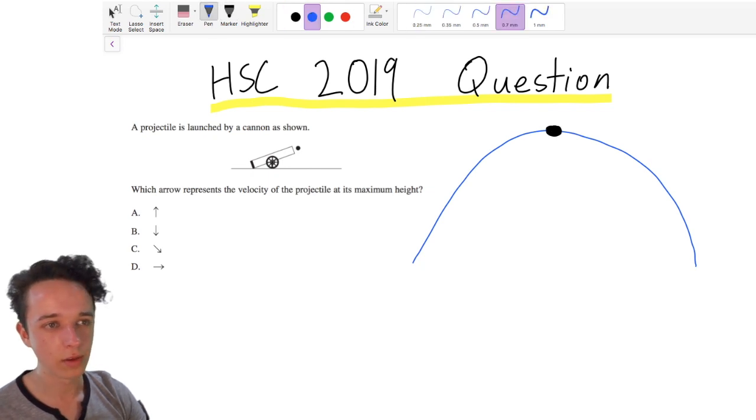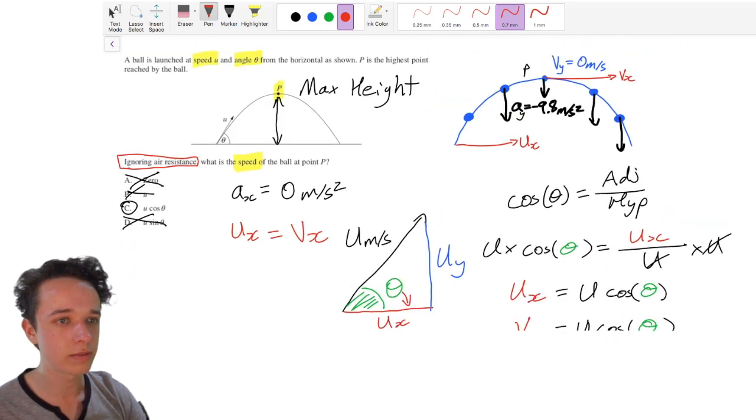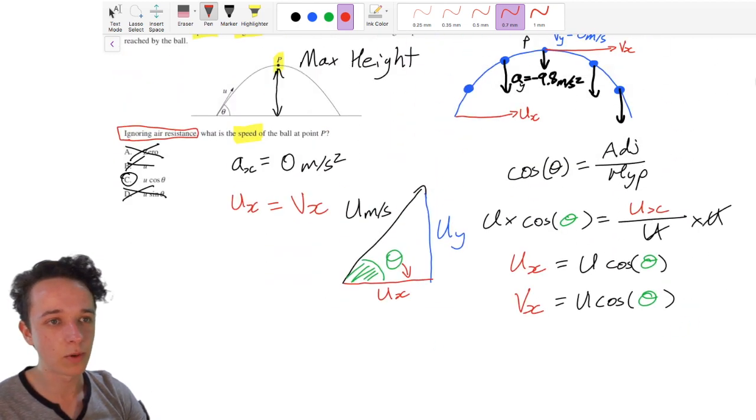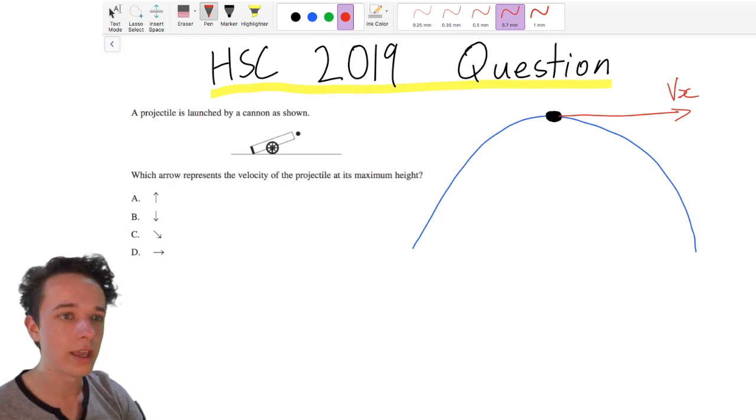We know that the velocity of the y component is equal to 0, but we know that it's going to have some velocity in the x component. And that's similar to what we had in the previous question, right? It's the same as what we had in the previous question. So it's going to have some velocity in the x component at its maximum height. So let's check the options.